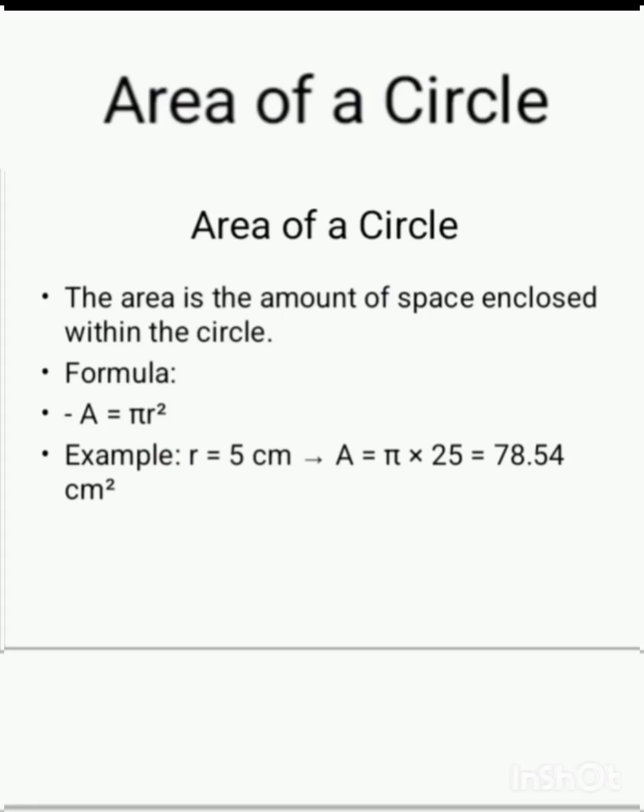For the area of the circle, it is the space it occupies. The formula for the area of a circle is pi r squared, where r is the radius and your pi is 22/7 or 3.142 or 3.14, based on your approximation or the way you are given.